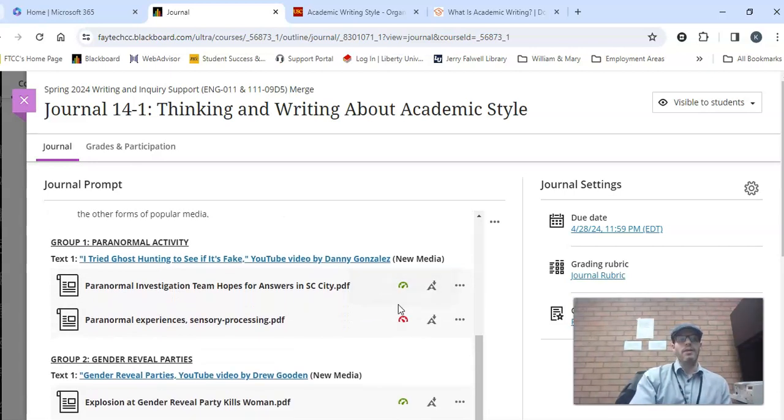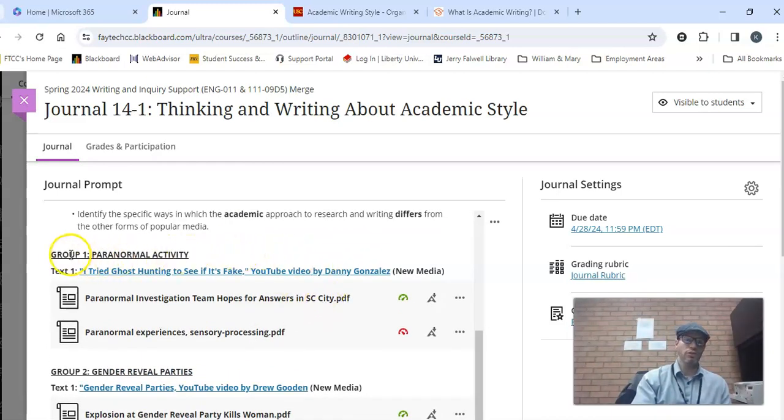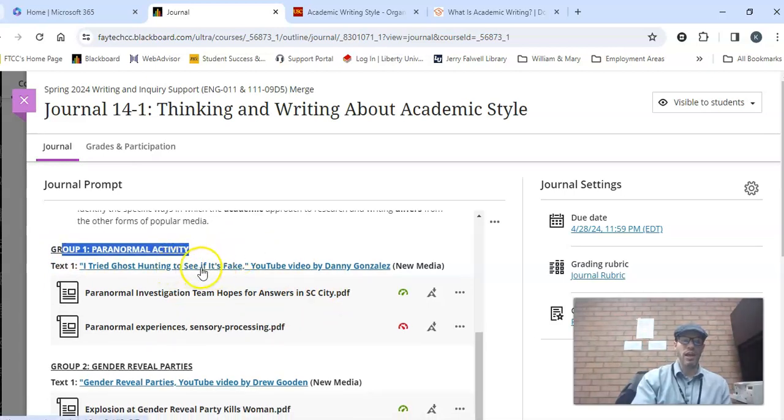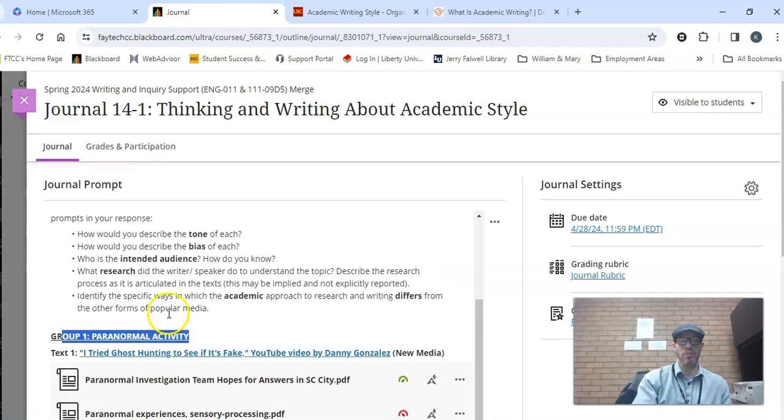Okay? So here are the two text groups you get to choose from. You can either choose from group 1, which is about paranormal activity, which has this text, a new media text that is a YouTube video. It has this document, which is the journalistic newspaper article, and then this one is the academic article, the paranormal experiences, sensory processing.